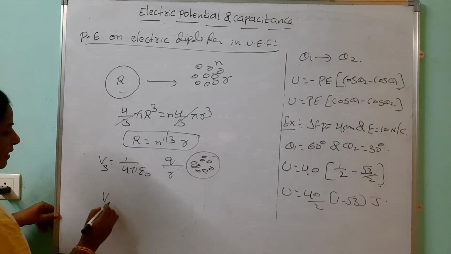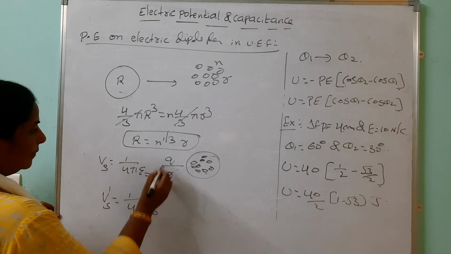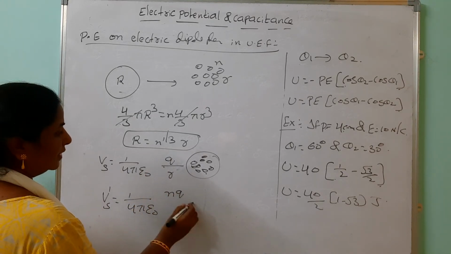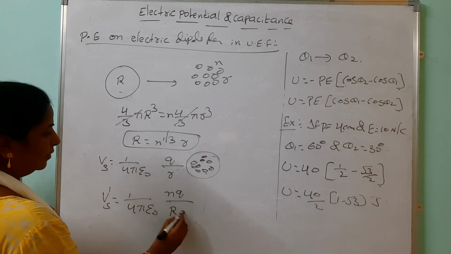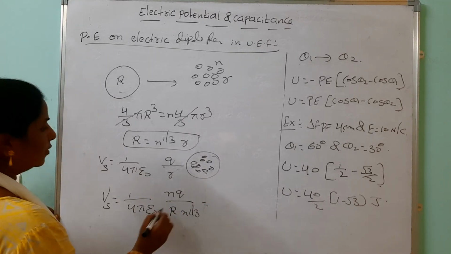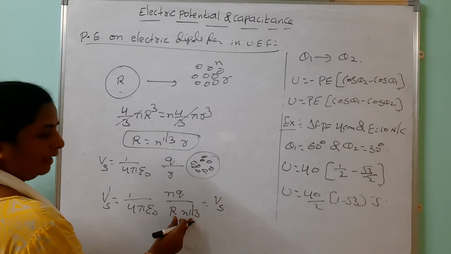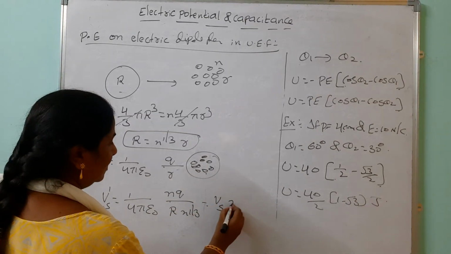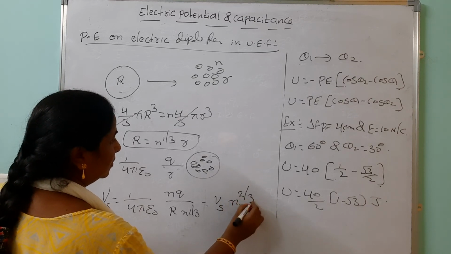Then what about the potential V dash? It equals 1 by 4 pi epsilon naught. Q becomes n times the charge, but here instead of small r, we are writing r into n to the power of 1 by 3. Then 1 by 4 pi epsilon naught Q by r is the potential. So n by n power 1 by 3 is n to the power of 1 minus 1 by 3, how much? This is 2 by 3.